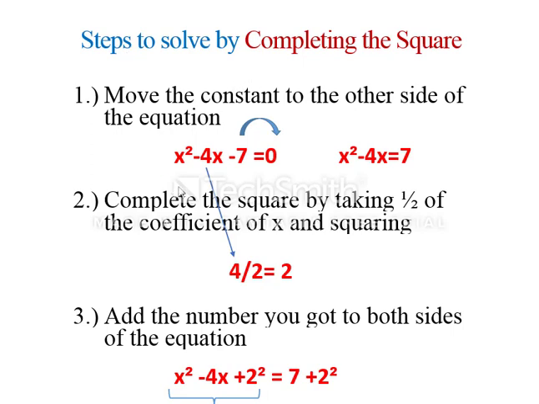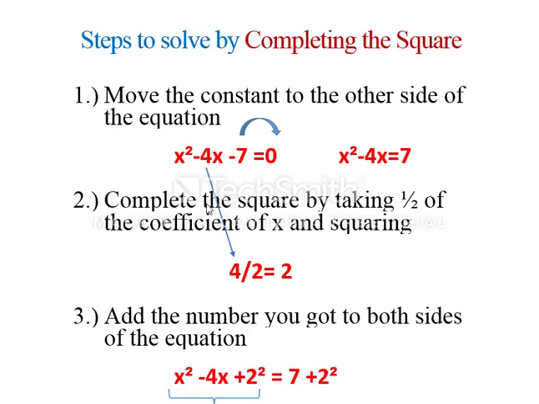How to solve a quadratic equation using the completing square method. Here we have the quadratic equation x square minus 4x minus 7 equal to 0. The first step of the completing square method is to shift the constant term to the right hand side. So this will become x square minus 4x is equal to 7.